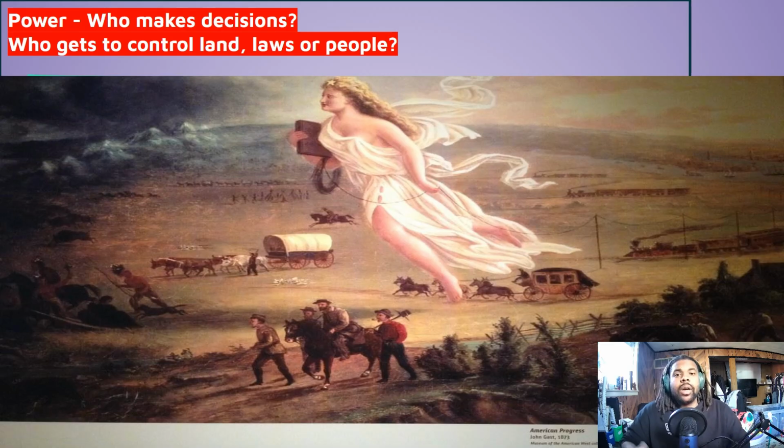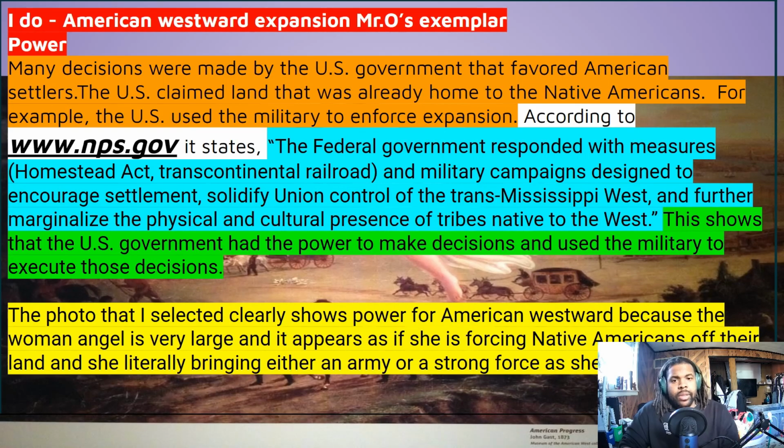Start off with the first topic of power. Who makes decisions? Who gets to control land, laws, or people? Many decisions were made by the U.S. government that favored American settlers. The U.S. claimed land that was already home to Native Americans. For example, the U.S. used the military to enforce expansion.